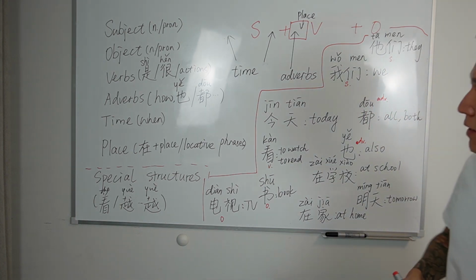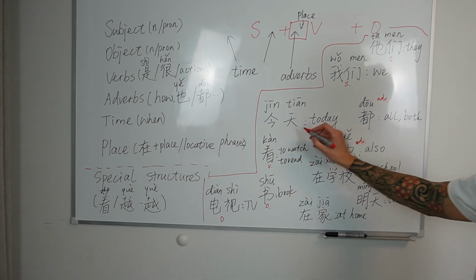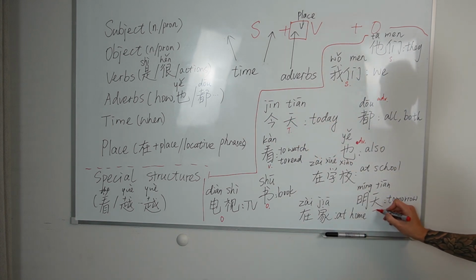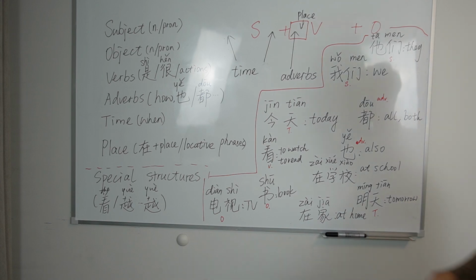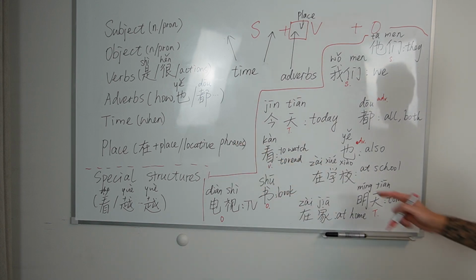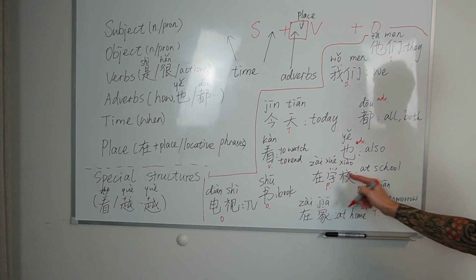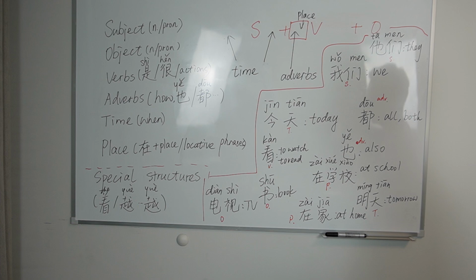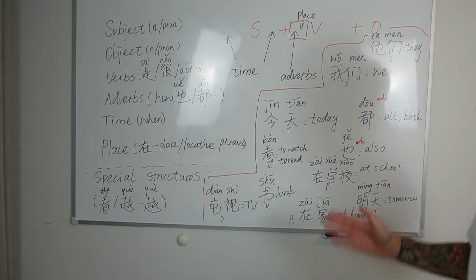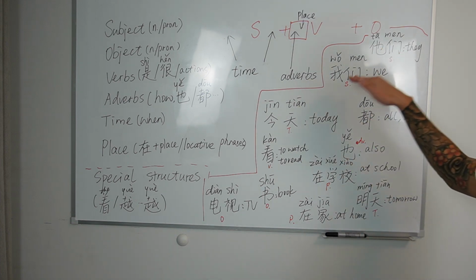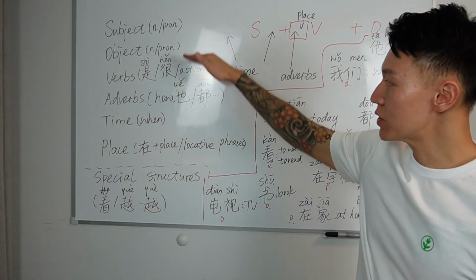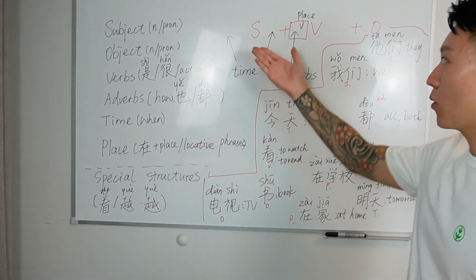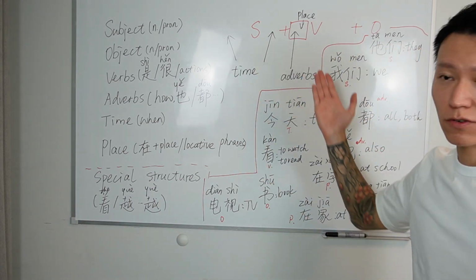And then time element. Do we have any time element? Yes. Here we have 今天 time element, 明天 time element. And then let's find place. So here we have 在学校 and then 在家, at school, at home. Now, since you already know which word belongs to which group, then you can create several different sentences according to the order of the structure.